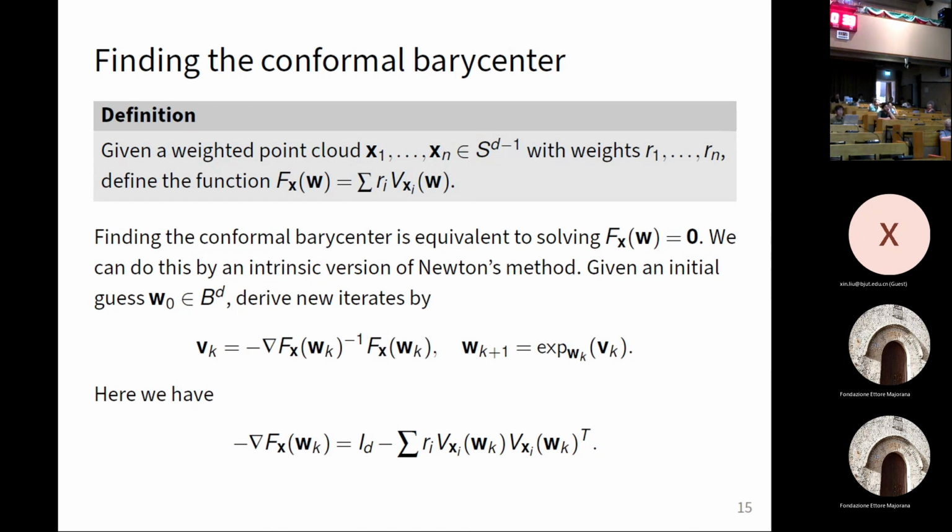Instead of taking the gradient, you take the covariant derivative, or instead of the usual differential, you take the covariant differential. And then instead of moving in a straight line, you move by the exponential map, which is to say you move along the geodesic in that direction for the appropriate distance. And it turns out that we can compute the differential, the covariant derivative, of this director map. And it turns out to be really nice, right? So you have the identity matrix minus a weighted sum of vectors times their transposes.